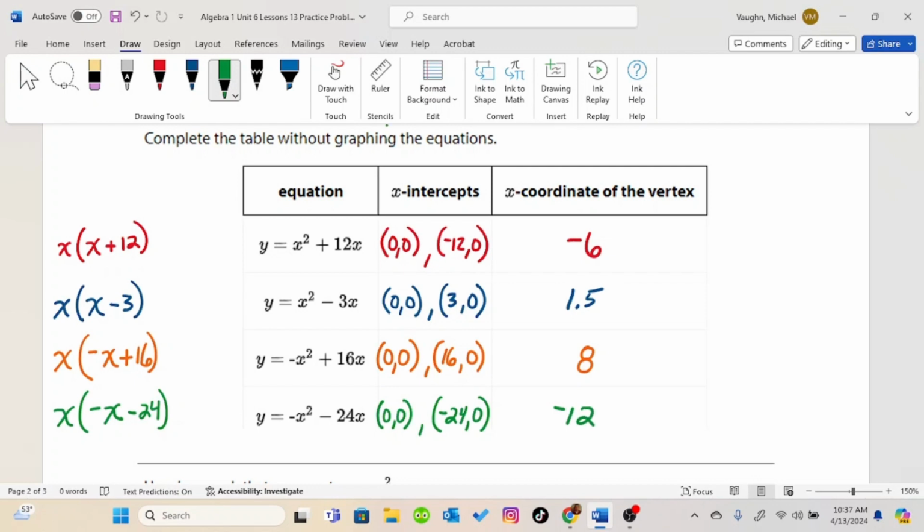If you have any questions about how to change standard form into factored form to find the x-intercepts, or how to use the x-intercepts to find the x-coordinate of the vertex, please use class time to ask for further clarification.